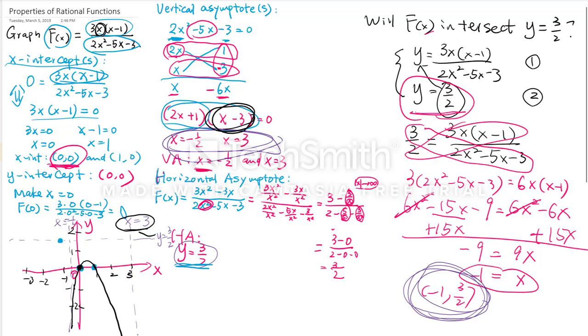So, do I have this part? Because one side is going down, one side will go up. For the other side, since this side is going down, this side is going up, because the multiplicity for x equals negative 1/2 is also odd. Crossing it and going, getting closer and closer and closer to the horizontal asymptote. This is the graph.